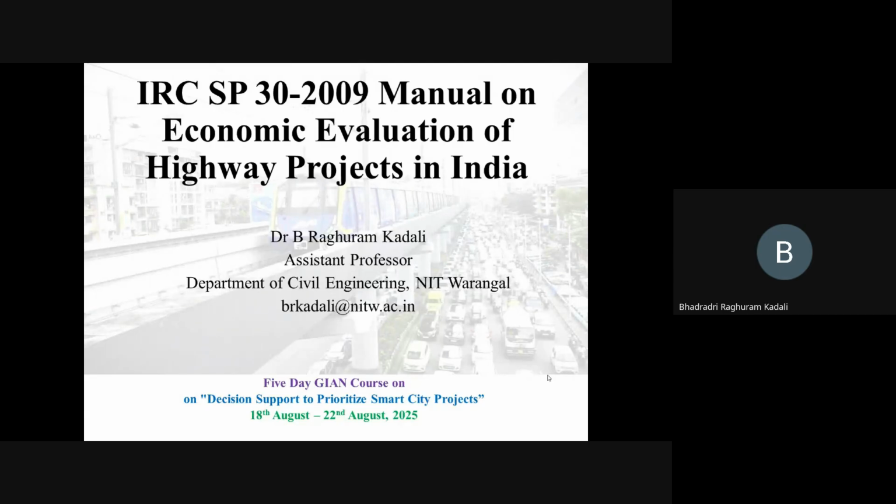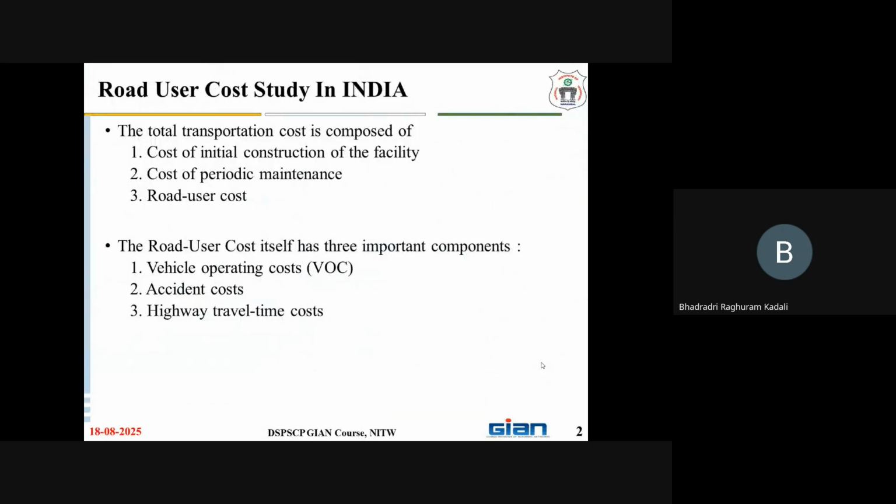I thought of introducing some methods of economic evaluation before this. Most probably that half an hour session will be tomorrow morning. So let's start straight away with the discussion about how the economic evaluation of highway projects will be done.